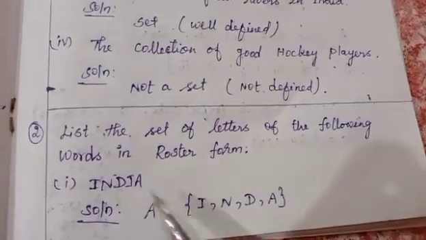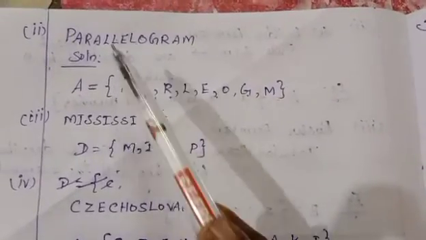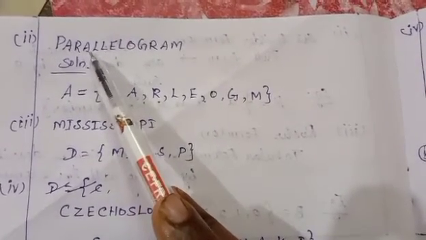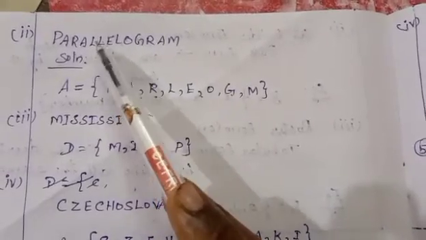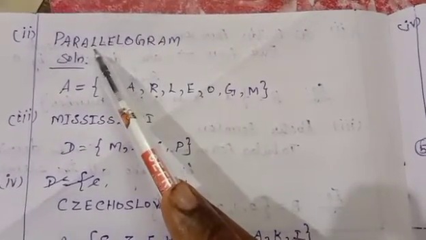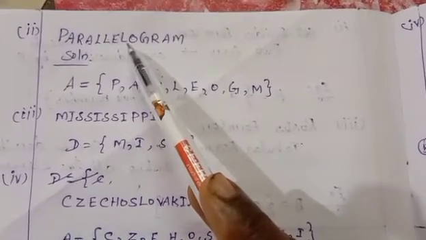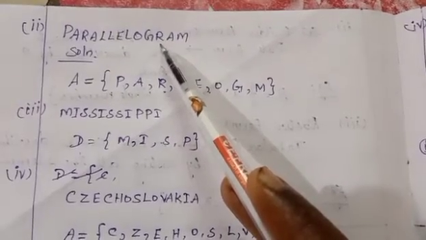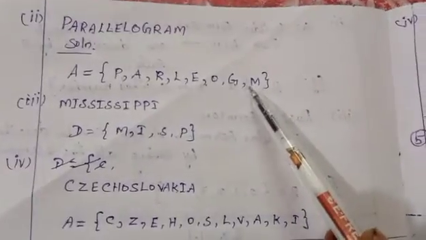D, A. So this is the roster form. Next, parallelogram. How do you write it in roster form? A is equal to the set of all P, A, R, A already written. So leave this. L, L is there, so one time taken. Write L, E, L already written, O, G, R already written, then A also written, then next M. So this is the roster form.